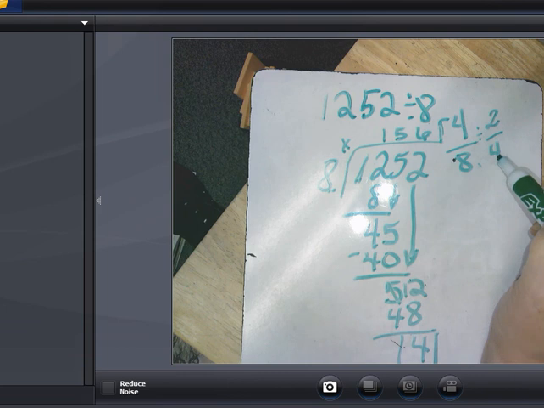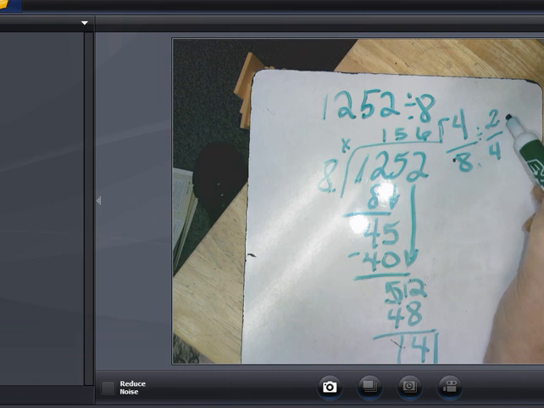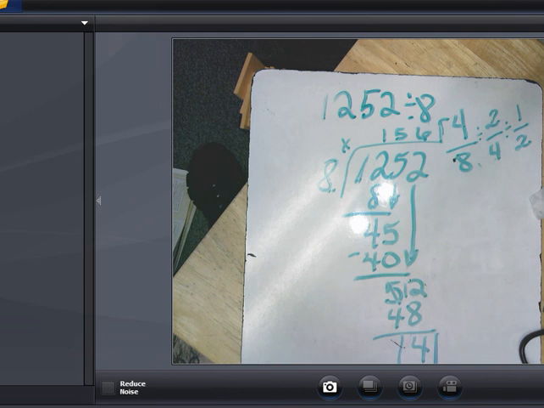They're still even numbers. I'm going to divide them by 2 again. 2 divided by 2 is 1. 4 divided by 2 is 2. So my answer is 156 and 1/2.